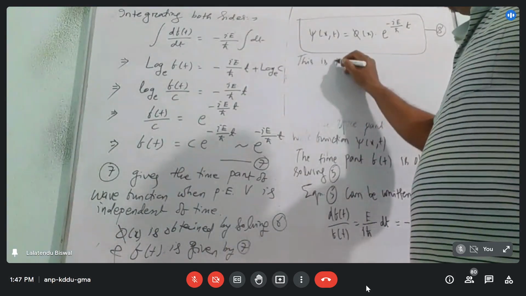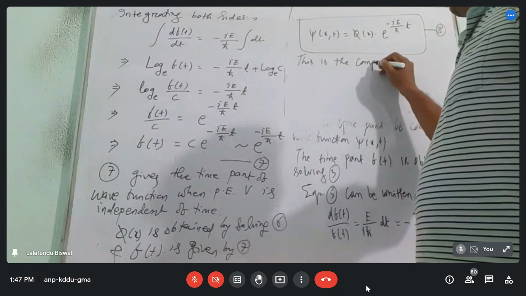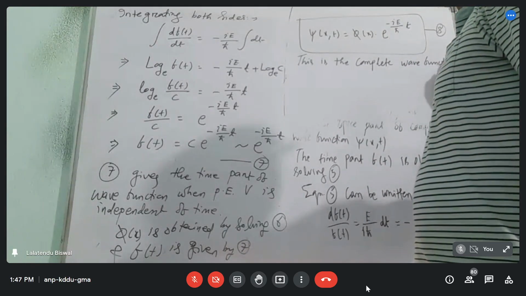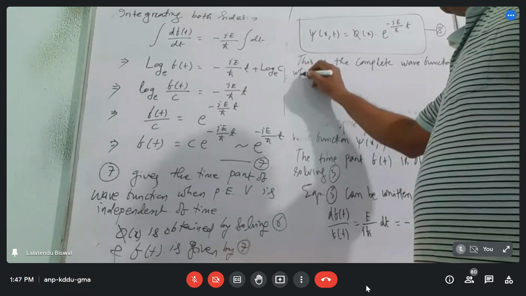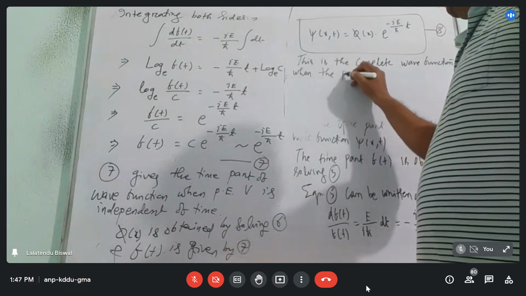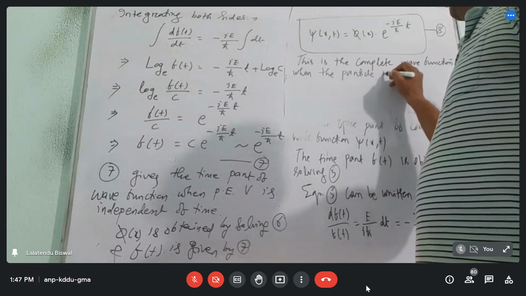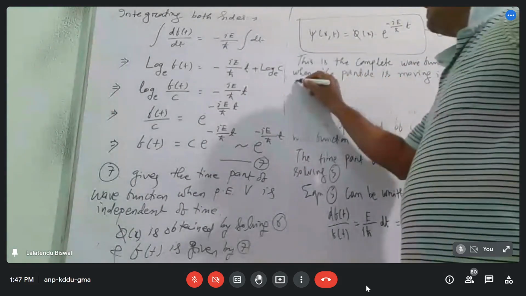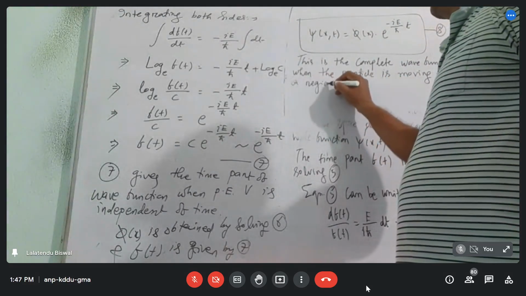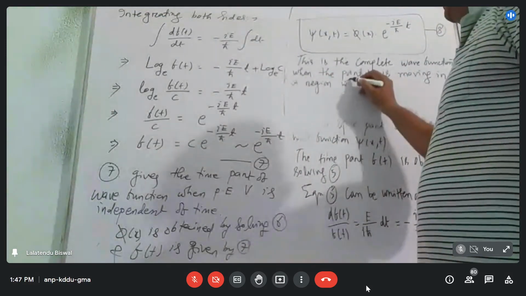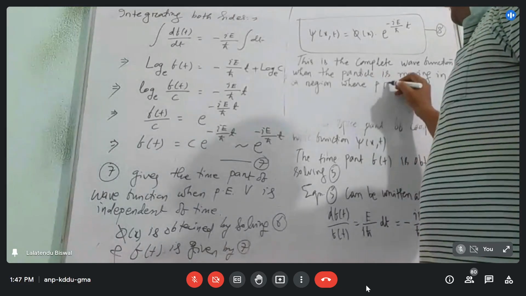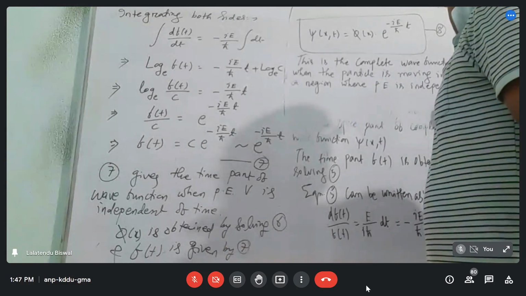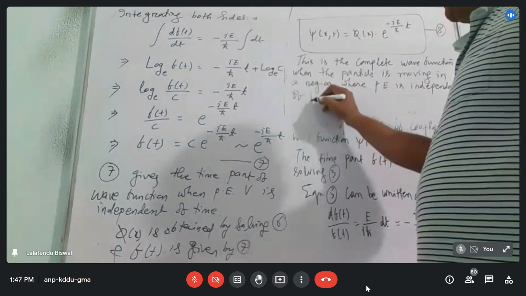This is the complete wave function when the particle is moving in a region where potential energy is independent of time.